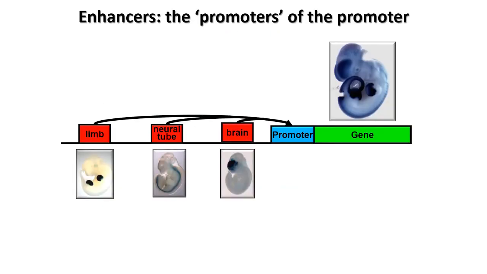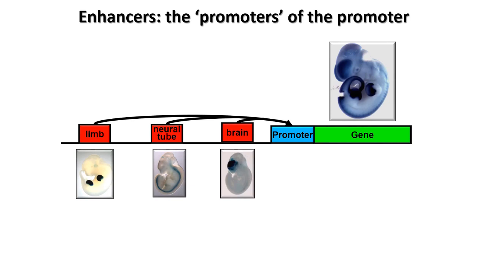My lab is interested in characterizing regulatory elements and how mutations in them can lead to various phenotypes. In particular, we're interested in enhancers that are sort of the promoters of the promoter. In the example that you see here, you see a mouse embryo that's expressing the gene wherever it's dark blue, so in the limb, in the neural tube, in the brain.